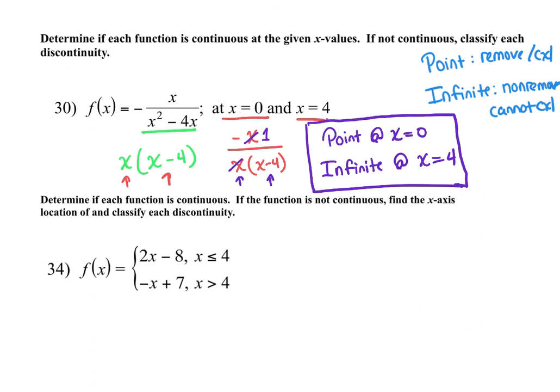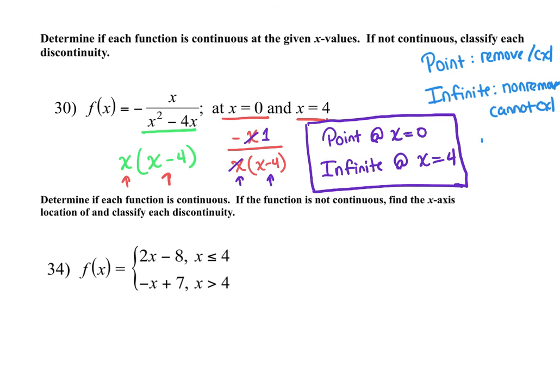Now the next one I don't give you. I just say, is it continuous? So the first question is, is it continuous? That's a yes or no question. You're going to determine if it's continuous. If it's continuous, you are going to write the word continuous and move on to the next question because you are done. But if it is discontinuous, I say classify it. By that I mean I want point, infinite, or in this case, you may also have a jump.